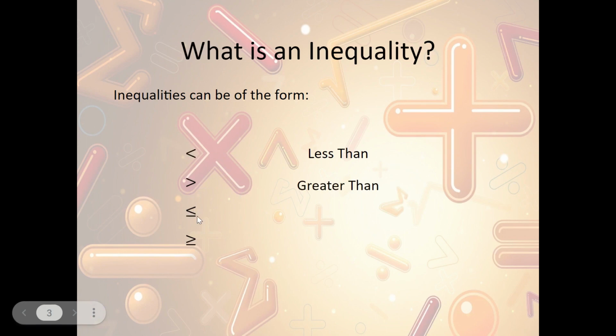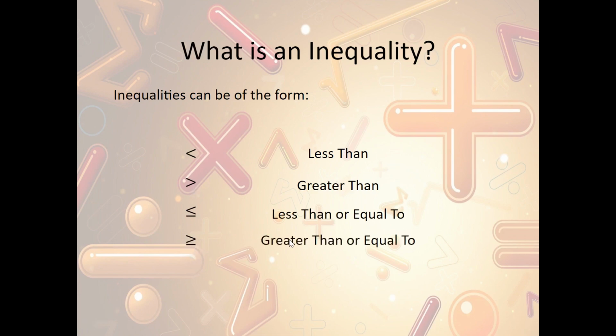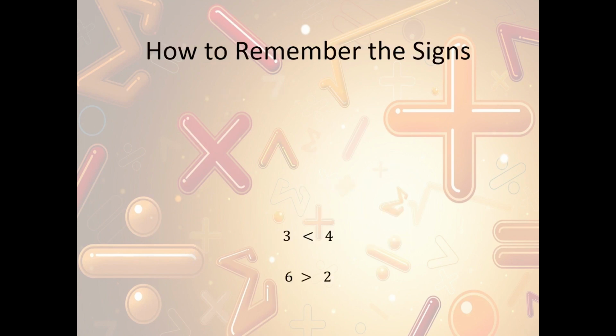This one means less than again, right? Because that's this arrow. And the bar means or equal to. So this is less than or equal to. And this one, this arrow here, meant greater than. And the bar means or equal to, so it's greater than or equal to. So those are the different inequalities.